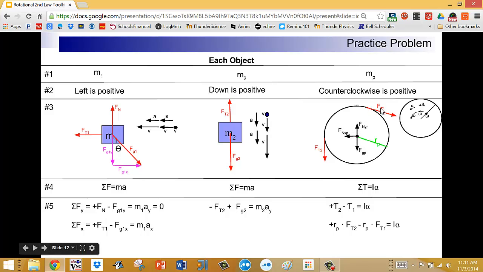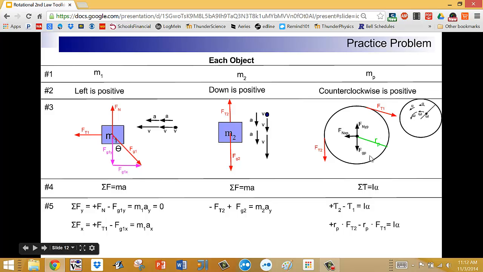Now FT1 and FT2 will not have zero torques because their forces are not being applied at the axis of rotation. As a matter of fact, they're applied a distance r sub p away from the axis of rotation. So there are going to be two non-zero torques. They come from FT1 and FT2. If we look at FT2, that's going in the counterclockwise direction, which we're calling positive. So its torque is going to be Rp times FT2.